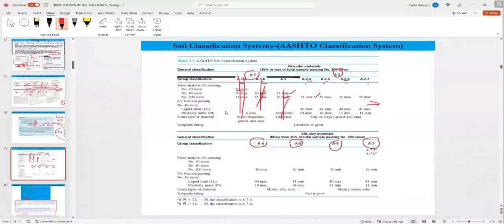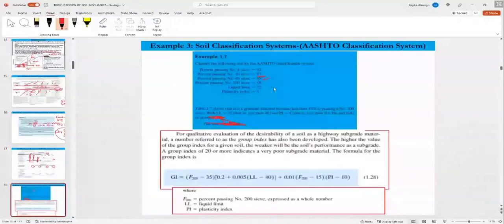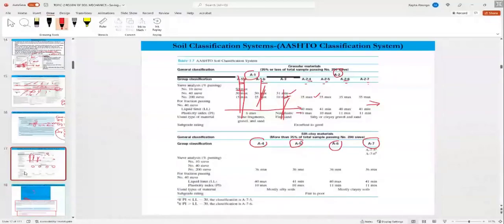Liquid limit, 40% maximum. Plastic is 10% maximum. So liquid limit is 22. Okay, and 40% maximum, it qualifies. And plastic is 8, 10% maximum, 8 qualifies. Okay, so it qualifies for A2-4. So the soil is A2-4. Based on that particle size distribution, it's A2-4.